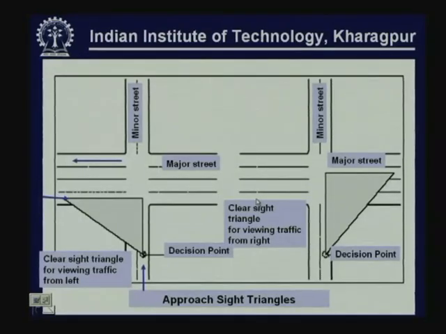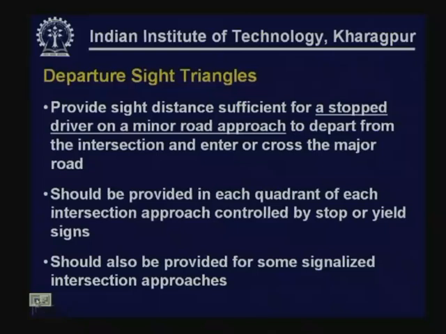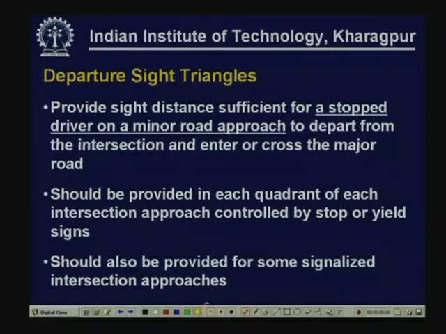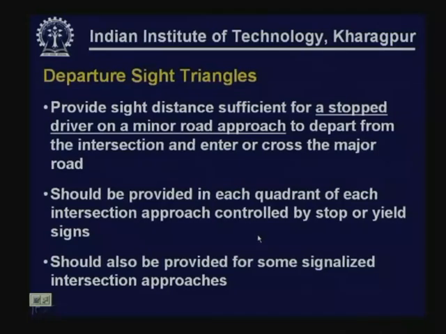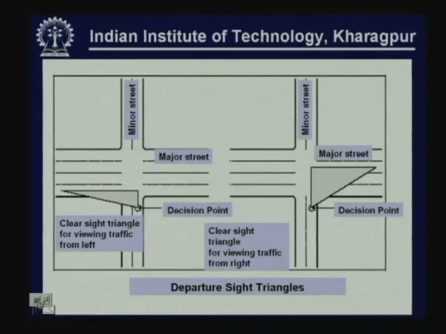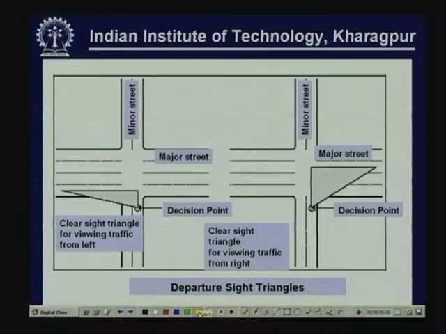Look at the sketch now, where the concept of approach side triangles is explained. There is a major road which is shown here. It is a major road. This is the major road, okay, and this is another minor road.